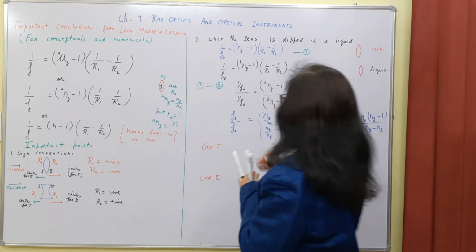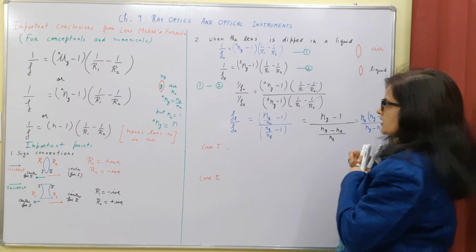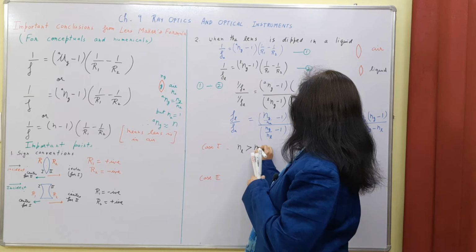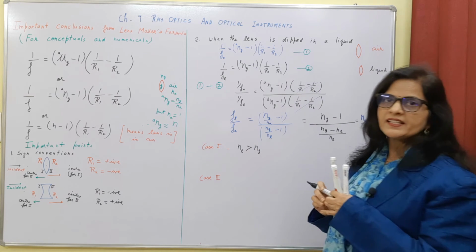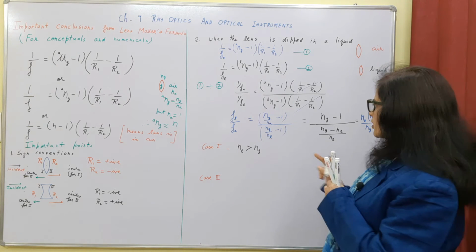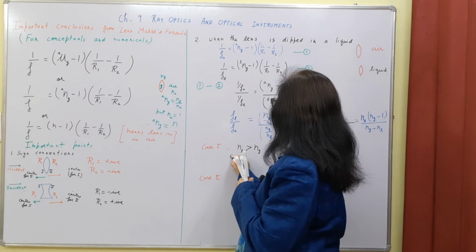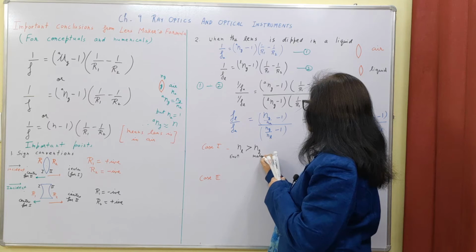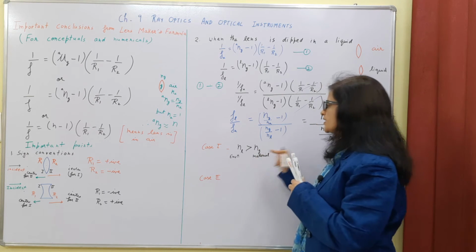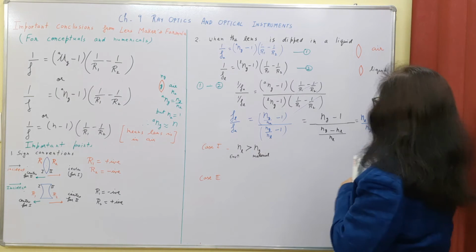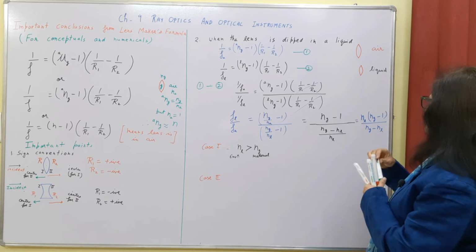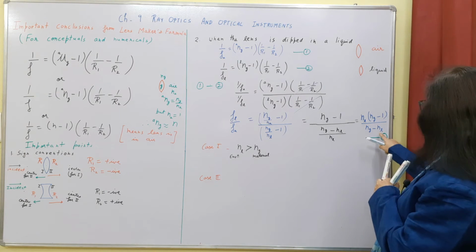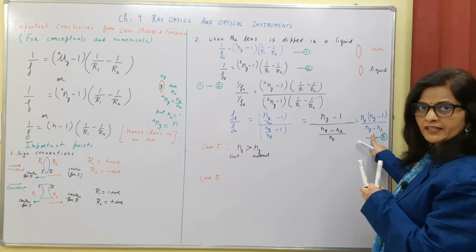So if we solve it as case 1, that means if refractive index of liquid is greater than refractive index of the material of the lens. Here in this case, this is glass. So if NL, that means environment, refractive index is greater than the material refractive index from which the lens is made. So if this is the case, look at this equation. If I mark this as equation 3, if NL is greater, the denominator will be negative, right?